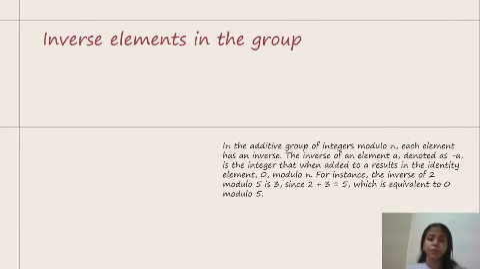Inverse elements in the group. In the additive group of integers modulo n, each element has an inverse. The inverse of an element a, denoted as minus a, is the integer that when added to a results in the identity element 0 modulo n. For instance, the inverse of 2 modulo 5 is 3, since 2 plus 3 equals 5, which is equivalent to 0 modulo 5.